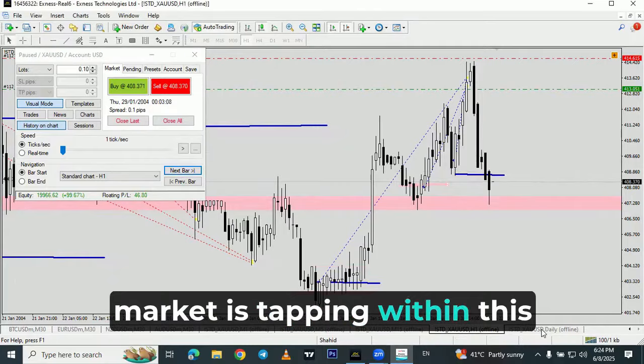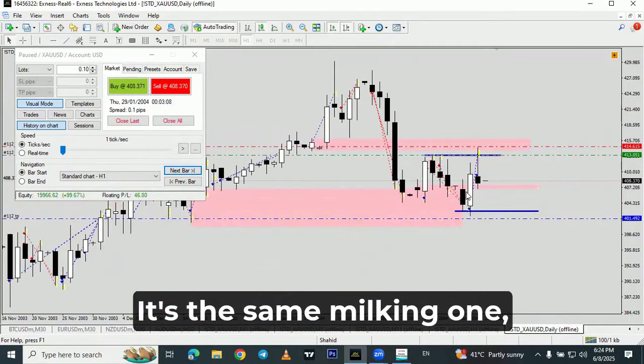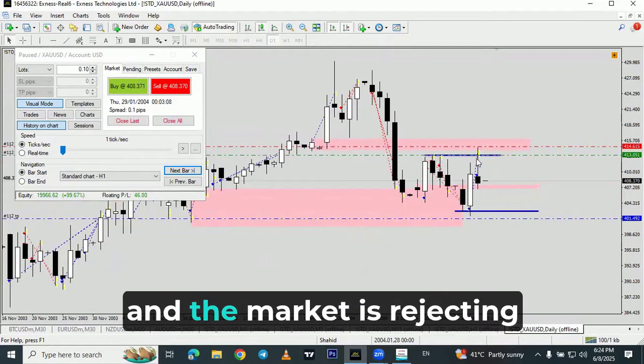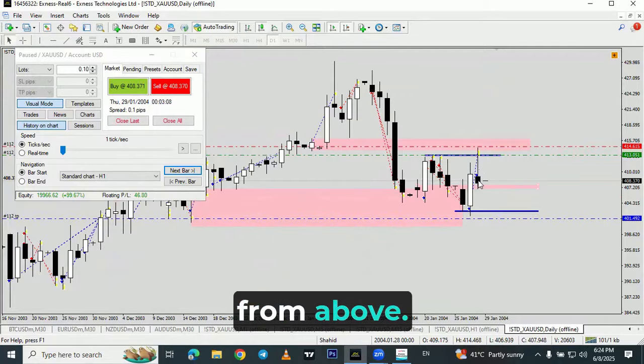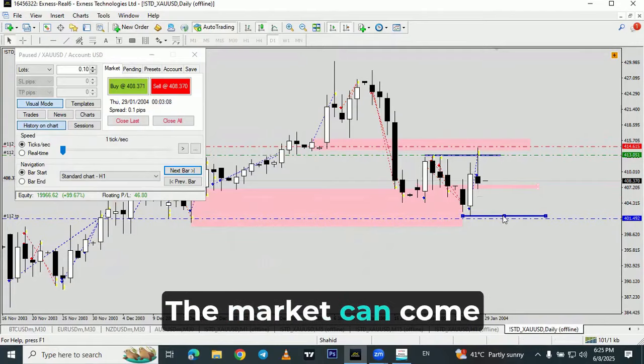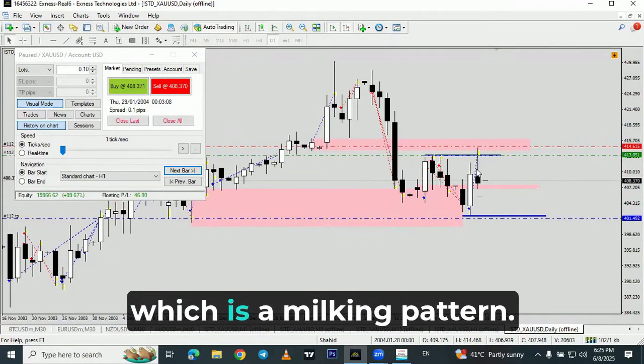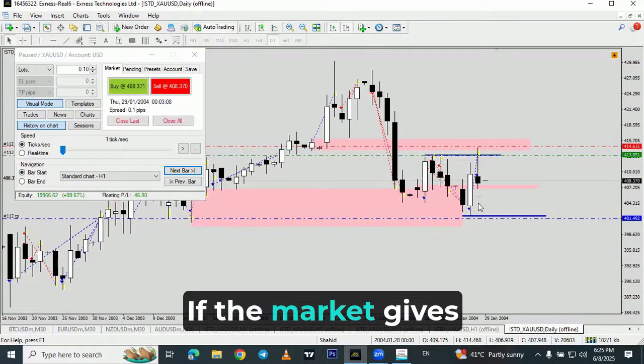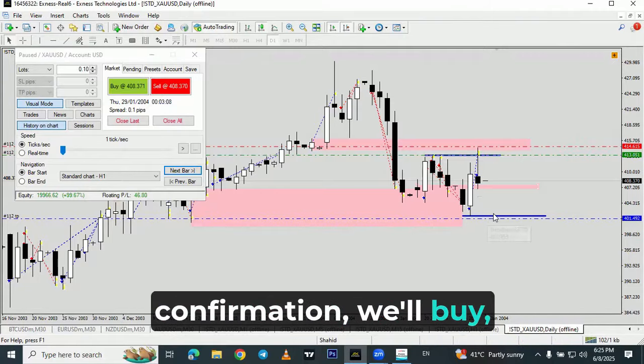Market is tapping within this zone. Which zone is this? It's the same milking one, and the market is rejecting from above. The market closed within this candle, which already swiped this candle's low. The market can come to swipe this low, which is a milking pattern. If the market gives confirmation, we'll buy.